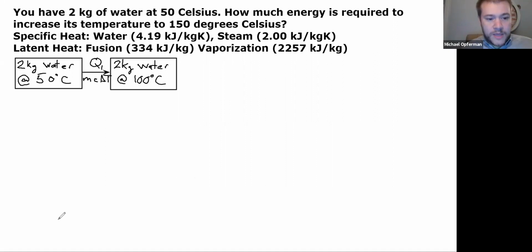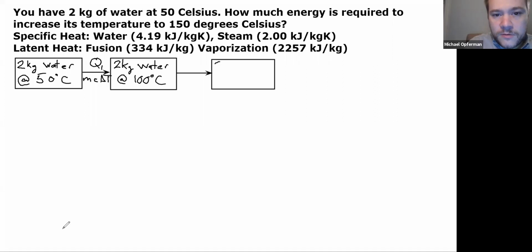Now I keep going. The next step in the process is to make another box. It's still going to be 2 kilograms. Now, is it water or steam? Now it's going to be steam because it's already at 100 degrees Celsius. This is going to be the phase transformation. What's the temperature? It's not 150 yet. We haven't started heating it up yet in the sense of raising the temperature.